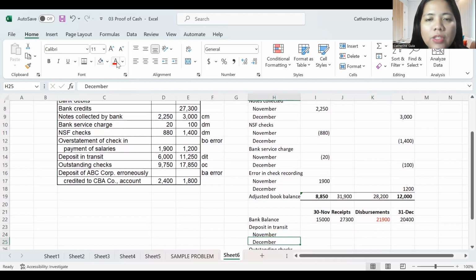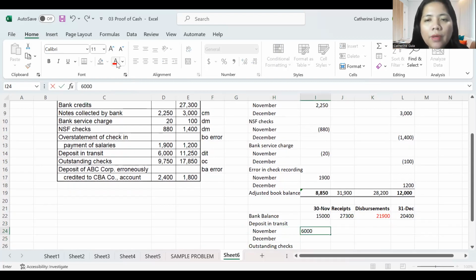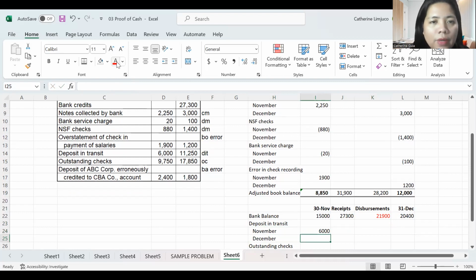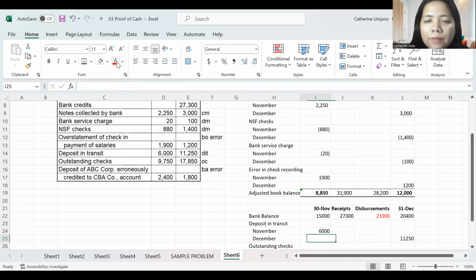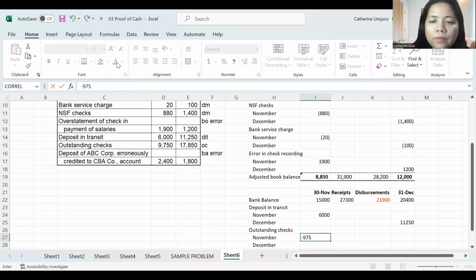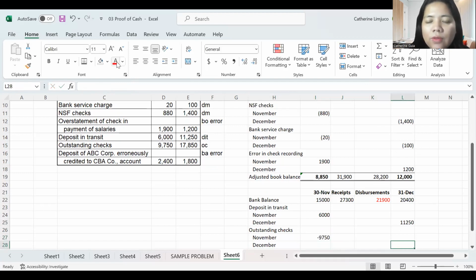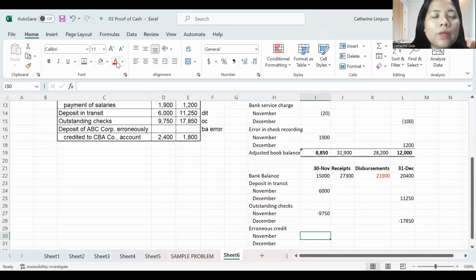So about deposit in transit. Let's just copy 6,000 for November, and for December, it's 11,250. About outstanding checks. Outstanding checks are deductions. So we have minus 9,750, 9,750 and minus 17,850.